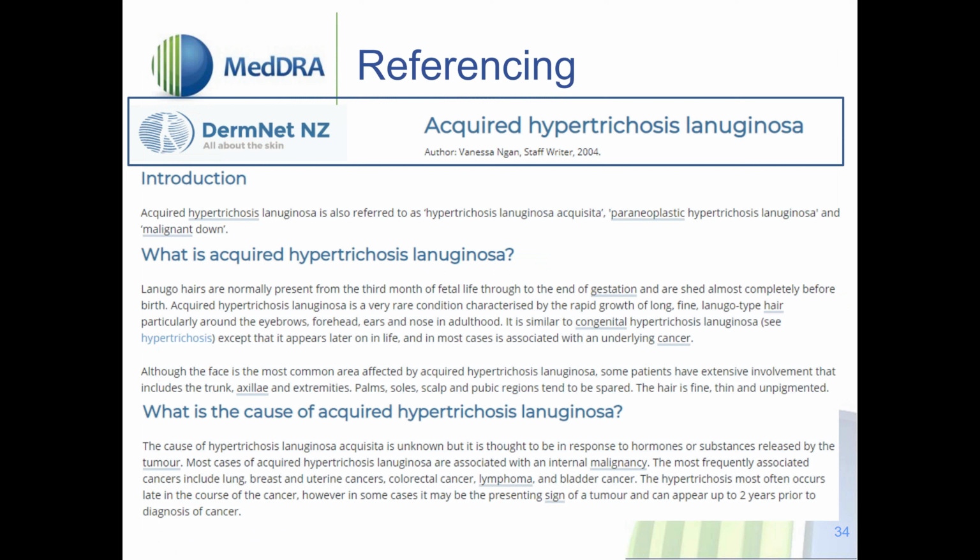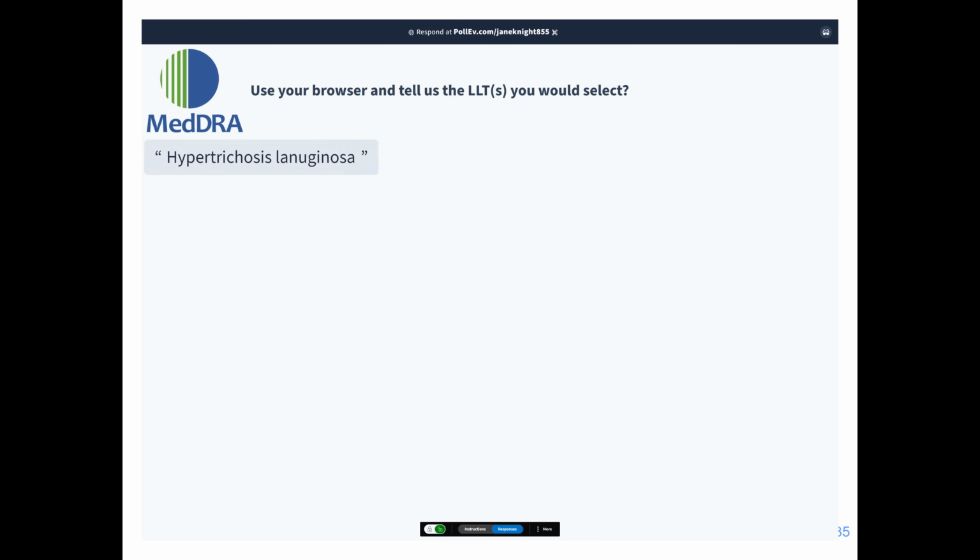Acquired hypertrichosis lanuginosa is what we would be looking for. So what would you look for here? What would you code it to? So use your browser and have a look.